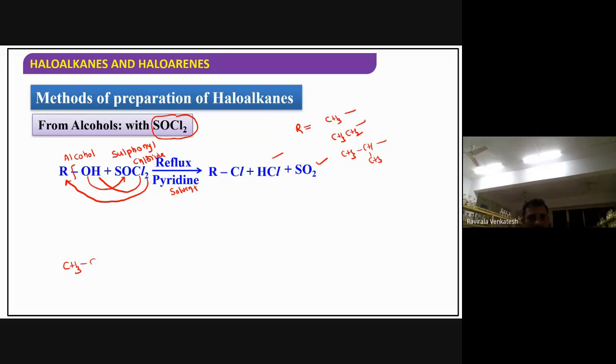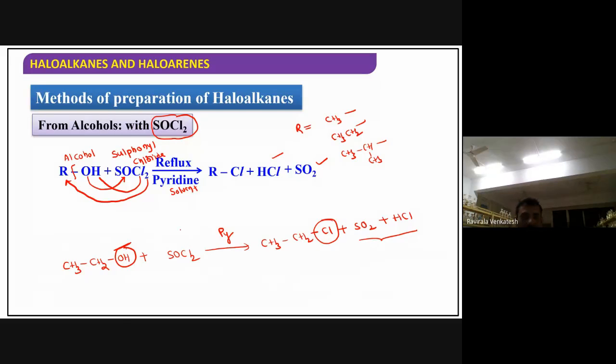CH3CH2OH plus SOCl2 in the presence of pyridine. What are we going to get? CH3CH2Cl: in the place of OH, you are going to get Cl. Extra, the byproducts are SO2 plus HCl. So it is very easy to write. In the place of OH, we get Cl. This is common for anything.